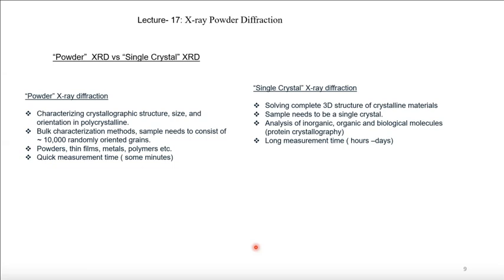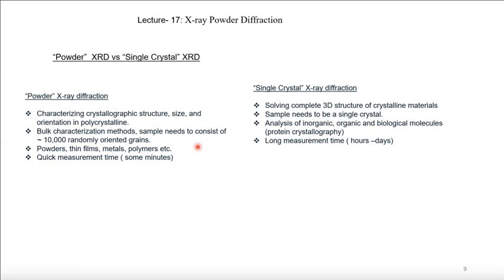The method is a very quick method, and in some minutes you get the data and you can analyze it with the software now available. Though if we consider, say, the 70s or 80s, this analysis was done semi-automatically or manually.